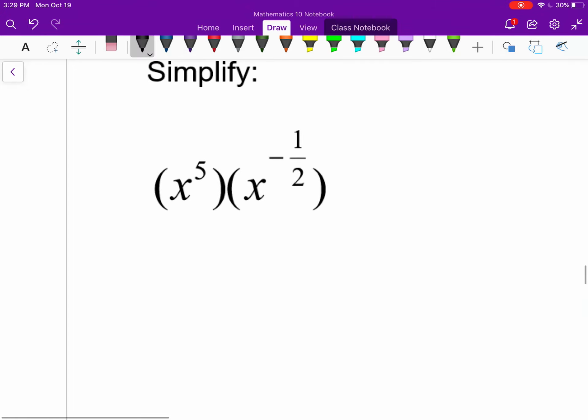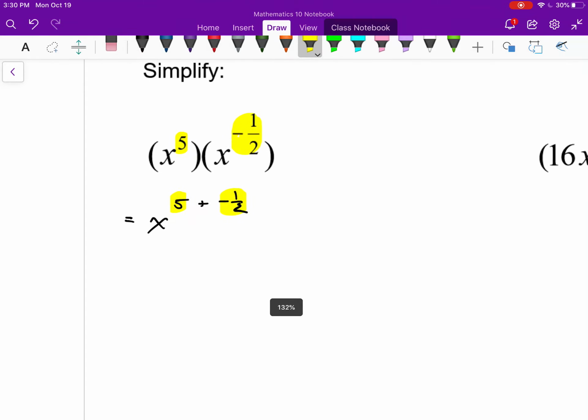That's it. Let's look at this one first. X to the power of 5 times x to the power of negative 1/2. Well, there's a few things I could do, but notice I'm multiplying powers to the same base. So I'm going to add my exponents together. So this must be the same as x to the power of 5 plus negative 1/2, or 5 take away a half.